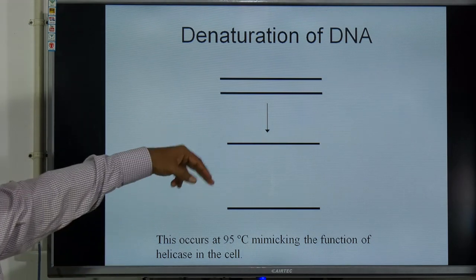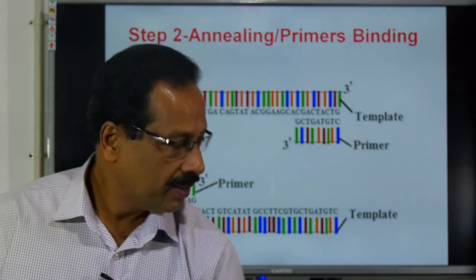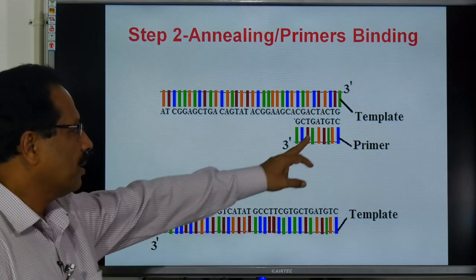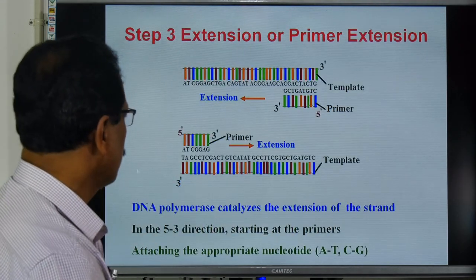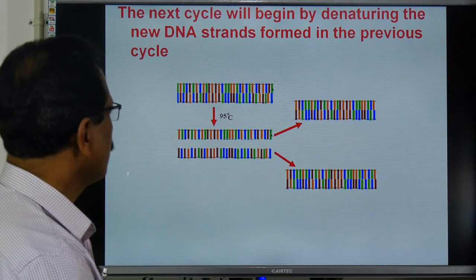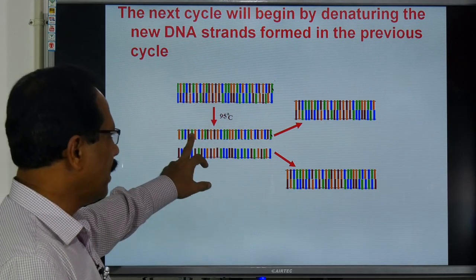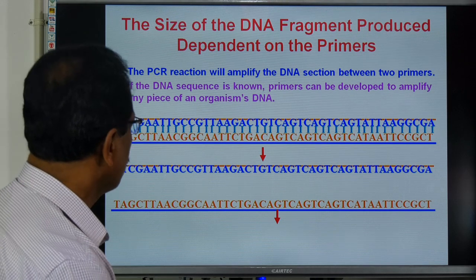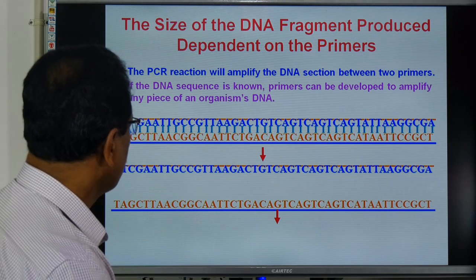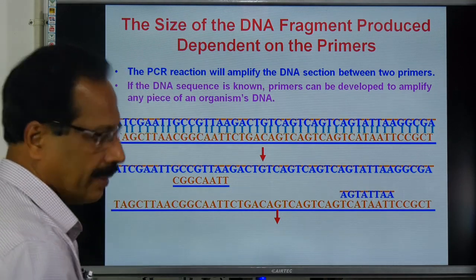And so this happens. First denaturation, 2 strands are produced. So the primer annealing, then extension. So from 2 strands at 95 degree, 2 strands are produced. From there, so and the product length.